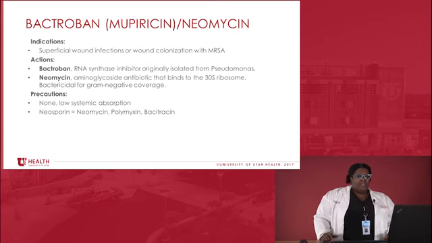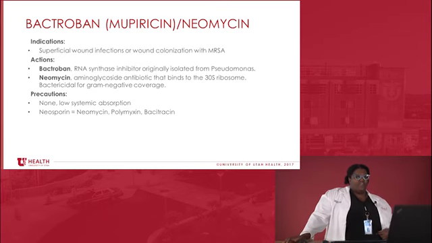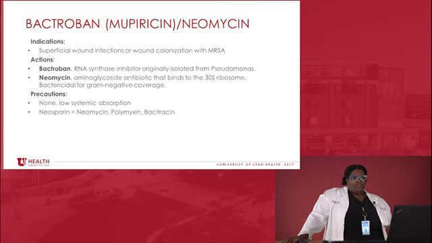Bactroban, you guys should all be familiar with mupirocin or Bactroban, and neomycin. These are really, really good at getting to Pseudomonas and are bactericidal. Specifically, they have an impact for MRSA infections, specifically for Bactroban. And again, they have low systemic absorption. And Neosporin, just so you know, is a combination of neomycin, polymyxin, and bacitracin.